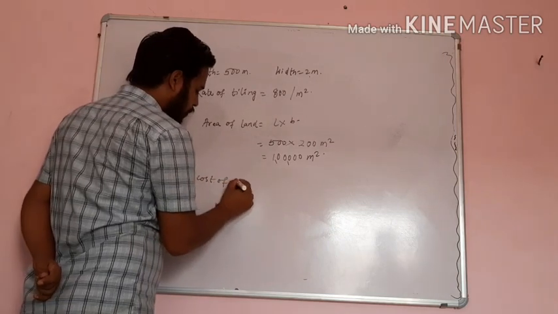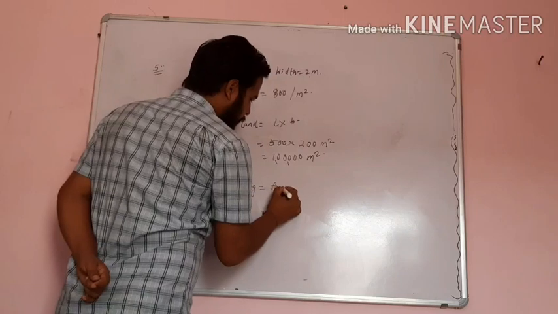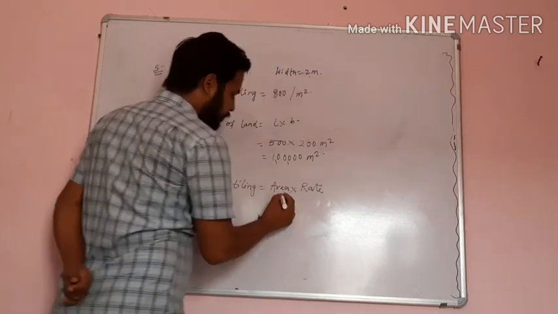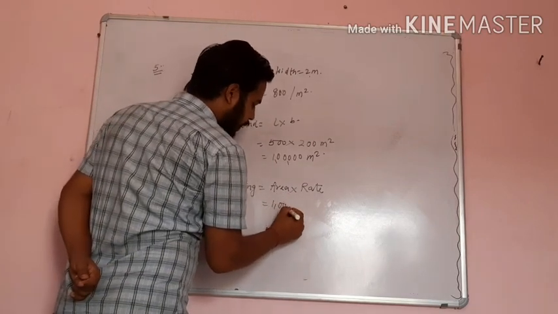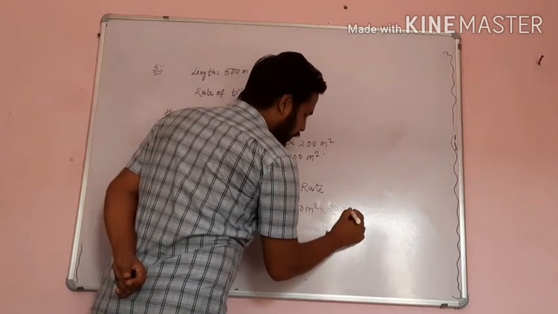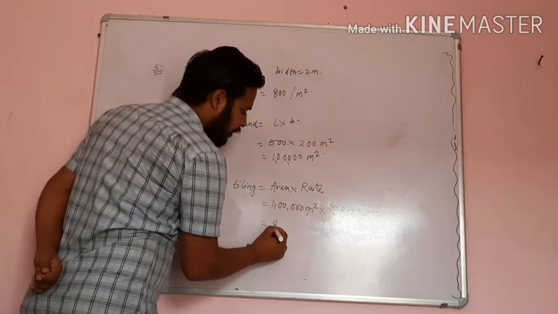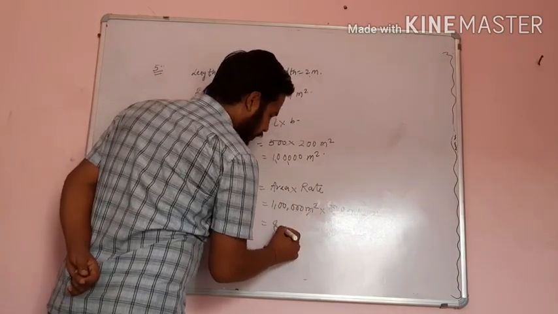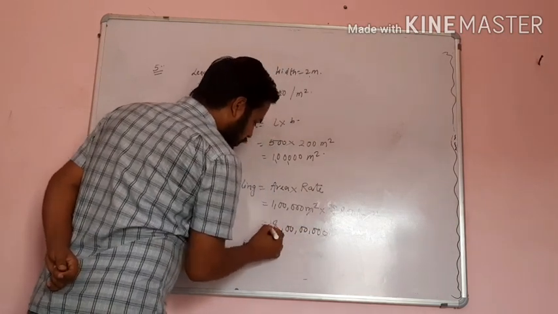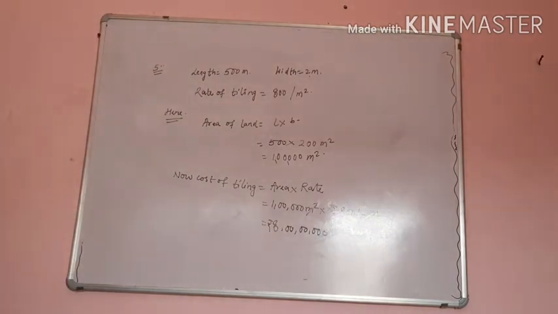Now, the cost of tiling equals area multiplied by rate. The area is 1 lakh meter square multiplied by rupees 800 per meter square. 8 crore will be the cost of tiling.